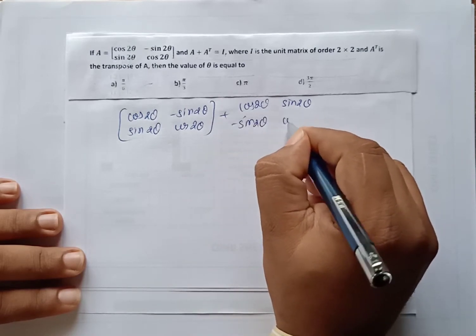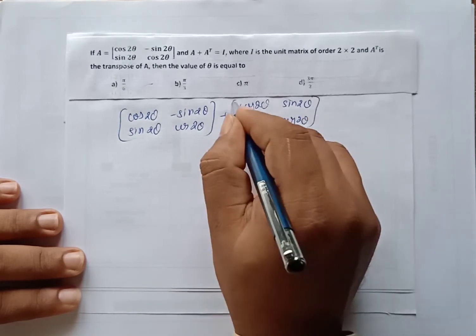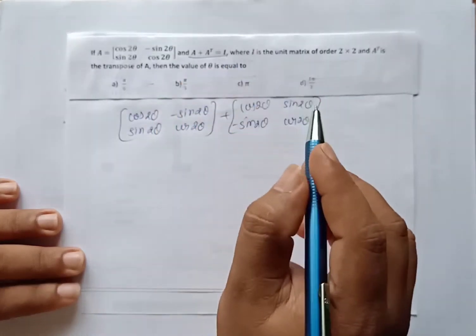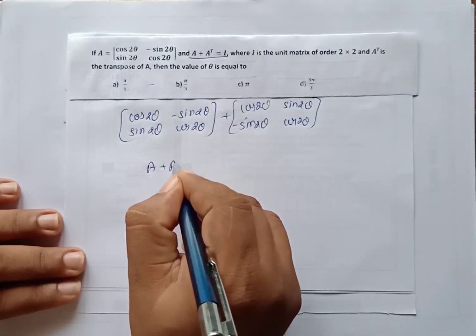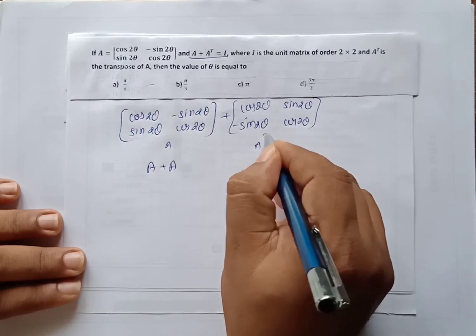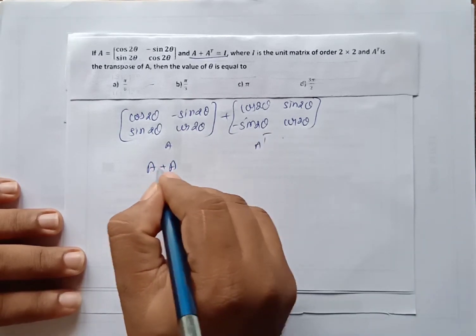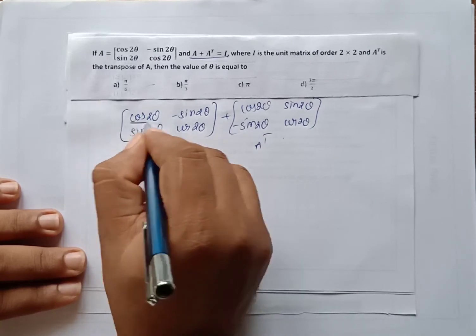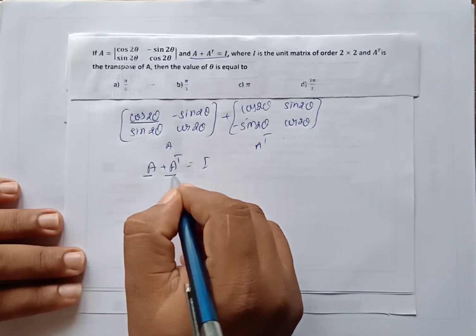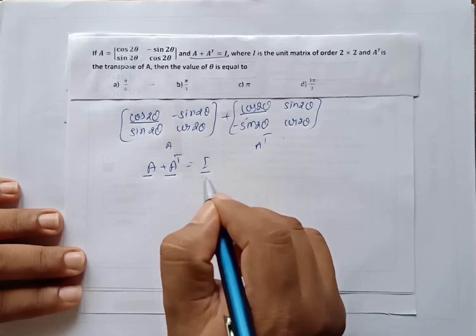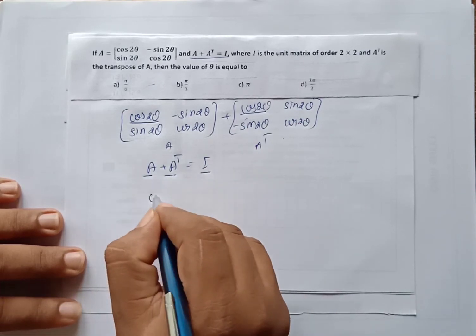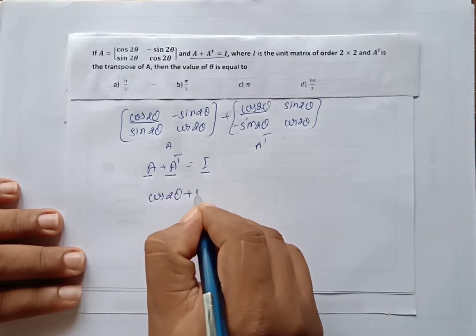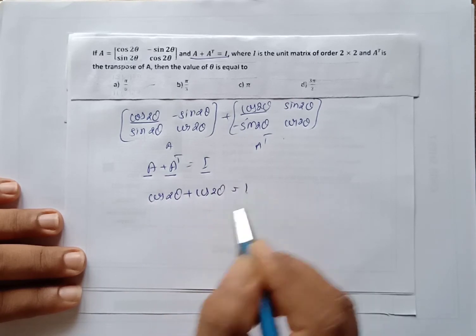Actually, no need to write all those things, because in this A plus A transpose, just observe. Actually, this is A, its transpose, right? In exam, no need to write it. A plus A transpose is equal to I. In this, first element of A is cos 2 theta. First element of A transpose is also cos 2 theta. And first element of I is 1. So we can write cos 2 theta plus cos 2 theta is equal to 1.